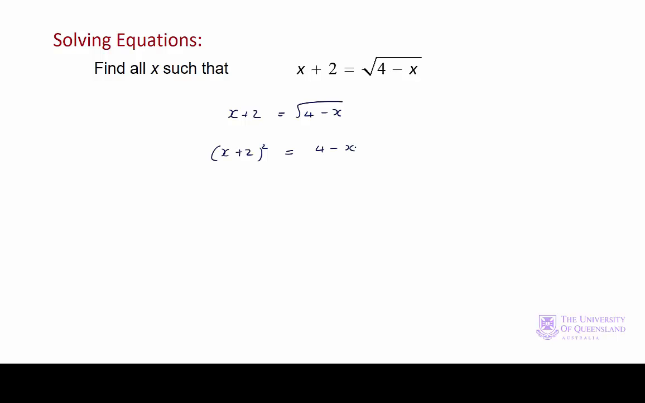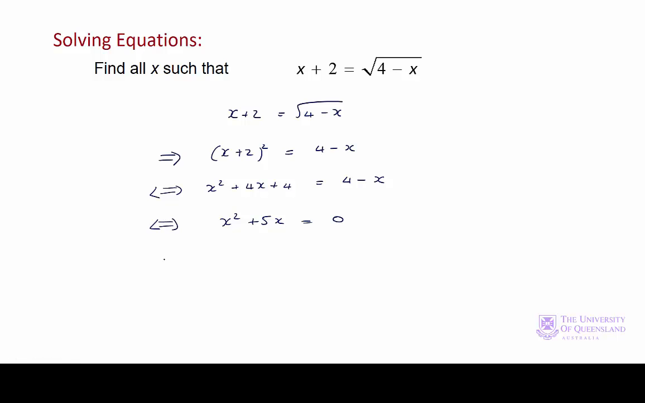We know that squaring is not one of the operations that leads to equivalent equations, so this is an implication. We can expand the left-hand side. Since we're just expanding, these two equations are equivalent. We can subtract 4 and add x to both sides. Again, that will lead to an equivalent equation.